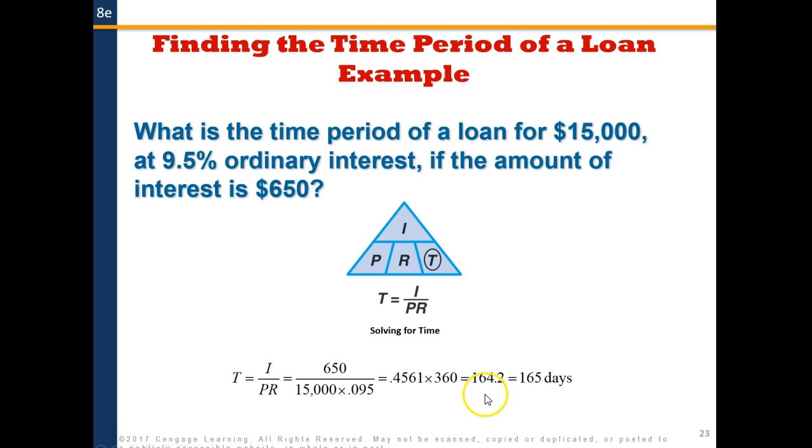Now notice here, and this is important, that if you have any decimal, so it's 164.2, it doesn't matter if it's 0.5 or greater. If it's any decimal, anything over a whole number, you round up to the next number. So 164.2 days gets rounded up to 165 days.